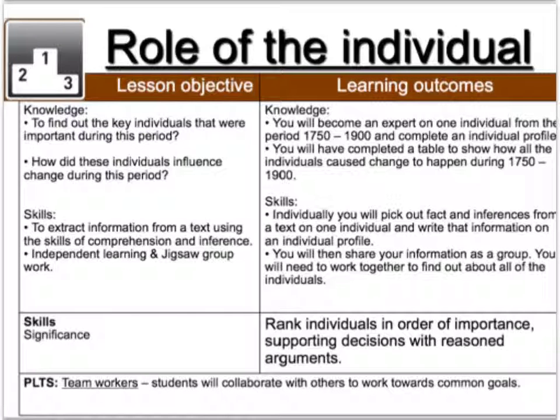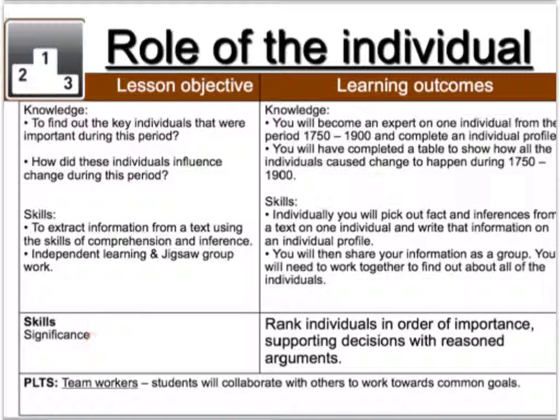In today's lesson, we will look at the role of individuals between 1750 and 1900 in order to understand who these key individuals were and how did they influence and bring about change in this period. The skill that you will be using is extracting the information in order to understand the role of the individual. You will be making inferences about the role of the individual, and then you will be working both independently and in the latter part of the lesson as part of jigsaw work, linking and sharing your ideas with other students.